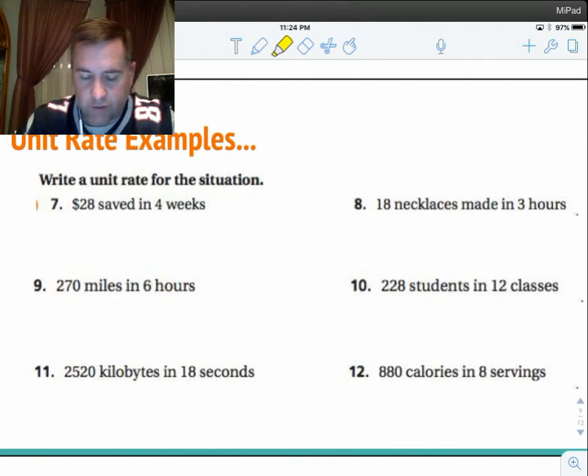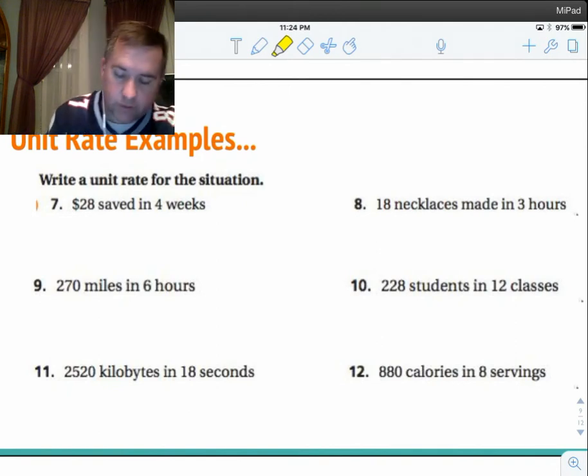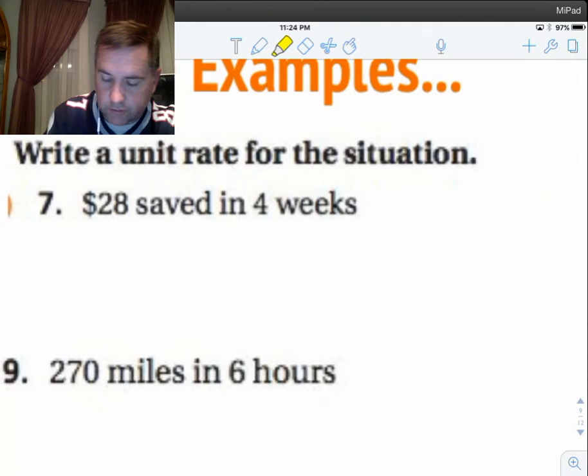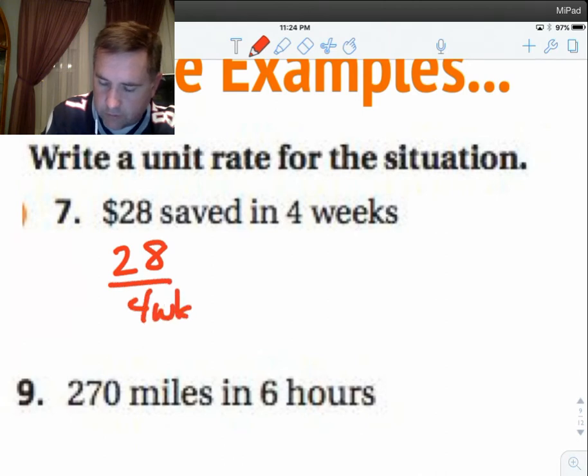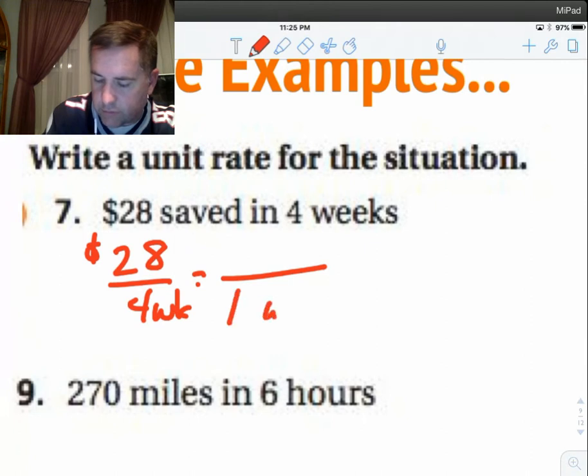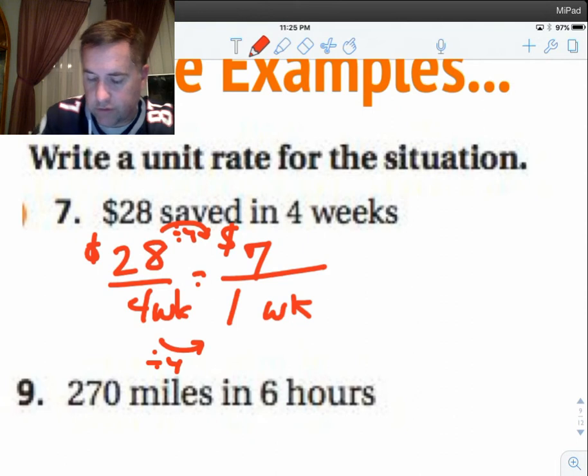Write a unit rate for the situation. So you saved $28 in 4 weeks. The unit rate, well, how many dollars is that per week? Divide top and bottom by 4. And we get $7 per week. Okay, that's the unit rate for savings.